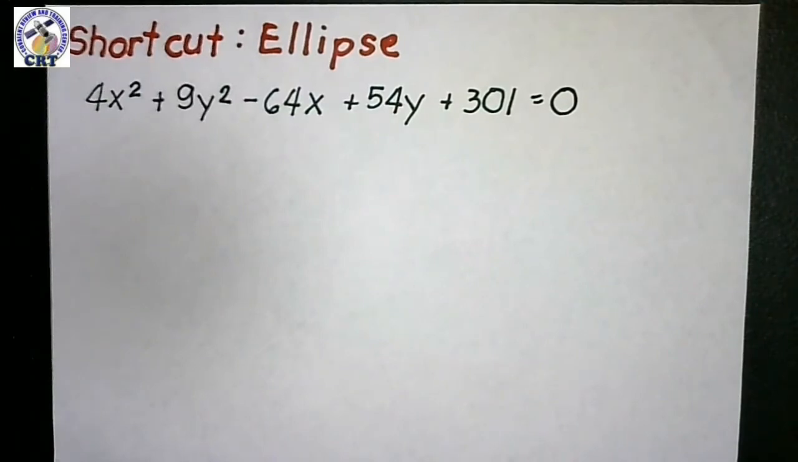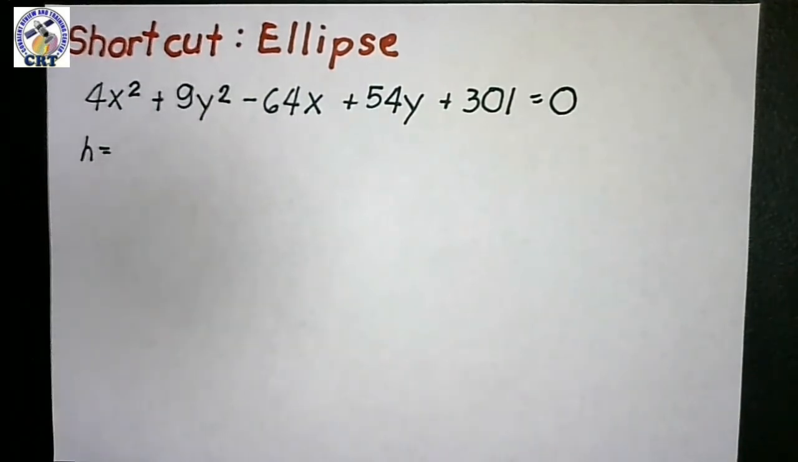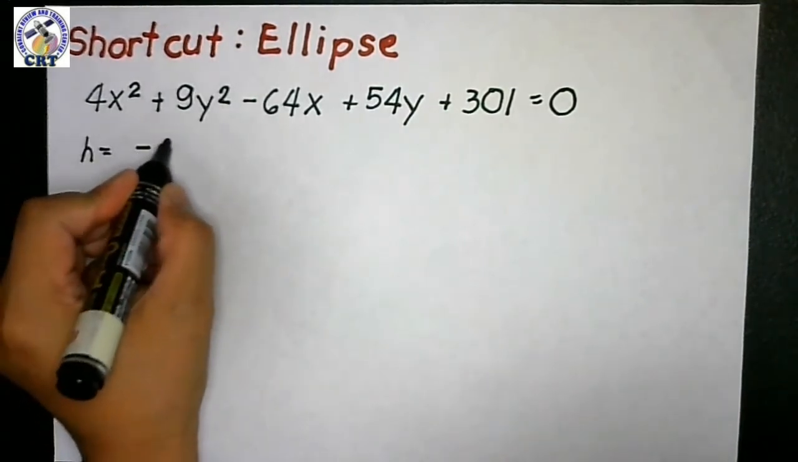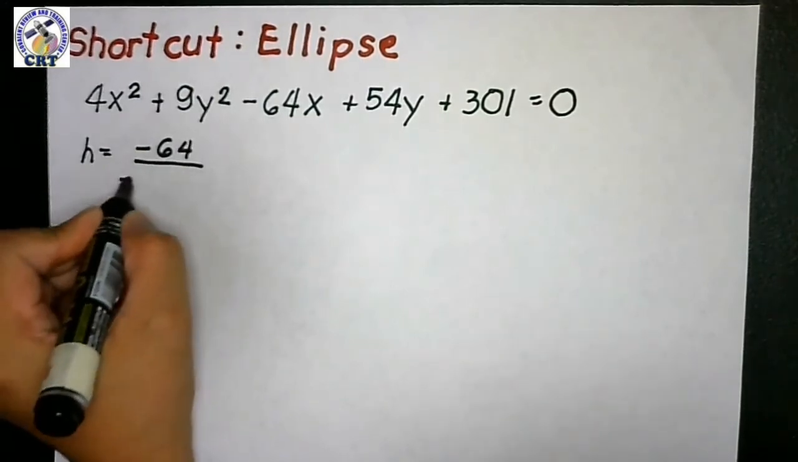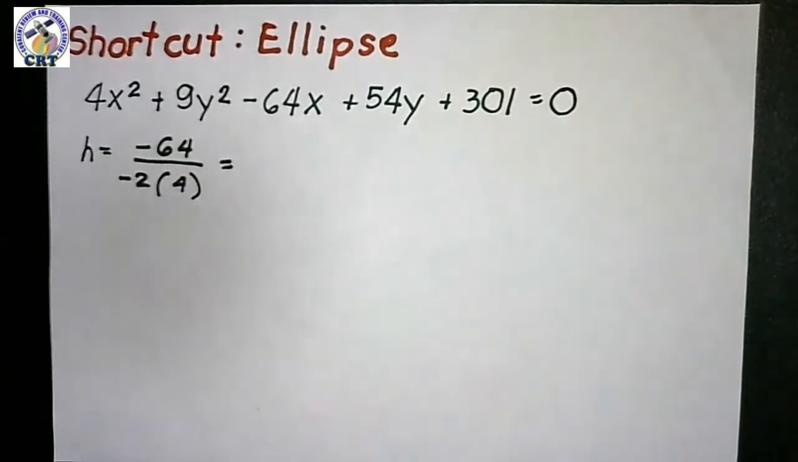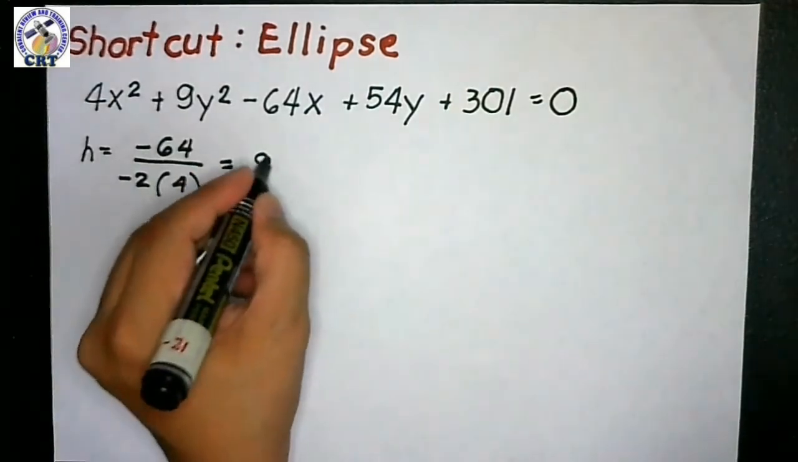So, para naman sa shortcut ng ellipse, ito yung given problem, 4x squared plus 9y squared minus 64x plus 54y plus 301 equals 0. Okay? So, para sa pagkuha ng center HK, parehas lang yan ang formula sa circle. So, yung H equals coefficient of x. Diretso na natin sa formula. Over negative 2 times coefficient of x squared. So, our answer here is 64 over 8. So, this is positive 8.